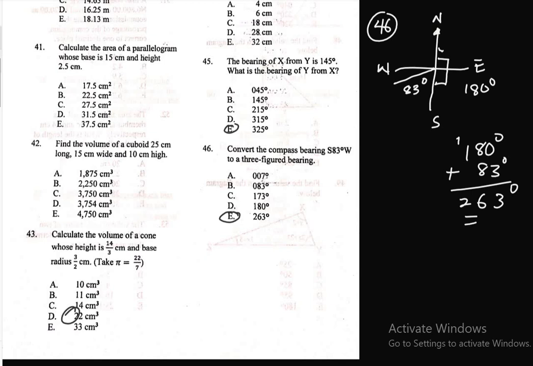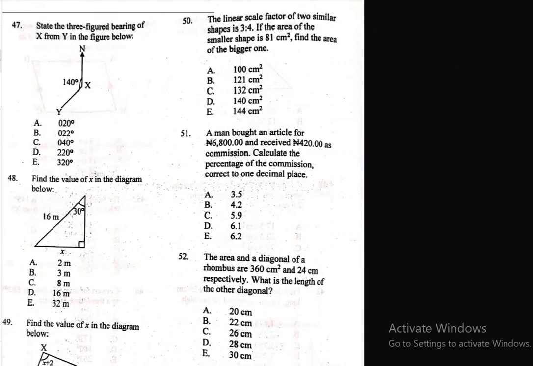Question number 47 is on the other page. We also have a question on bearing. State the 3-figure bearing of x from y. Like I said, it's reciprocal. X from y is 140 degrees, which is less than 180. To get the reciprocal, you add 180 to it. And if it's more than 180, you subtract 180. So this is 0, 2, 1 plus 1 plus 1 here. That's 320 degrees. And the right answer will be E.